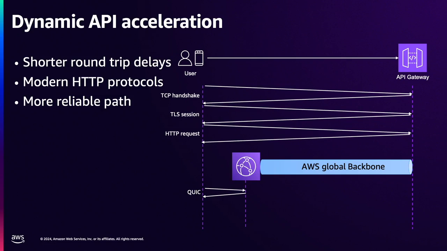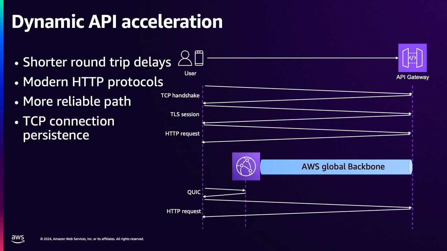Then from the CloudFront edge location to the API endpoint, let's say the API will be using the highway, which is the AWS global backbone, allowing you to benefit from better reliability and better performance overall, because it will happen with complete isolation from the internet, especially if the origin is hosted on AWS. And then a very important aspect of API acceleration is connection reuse.